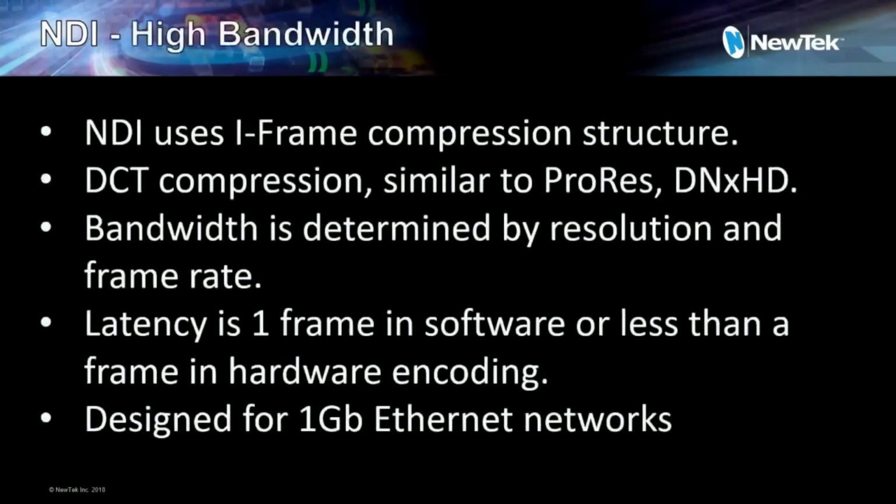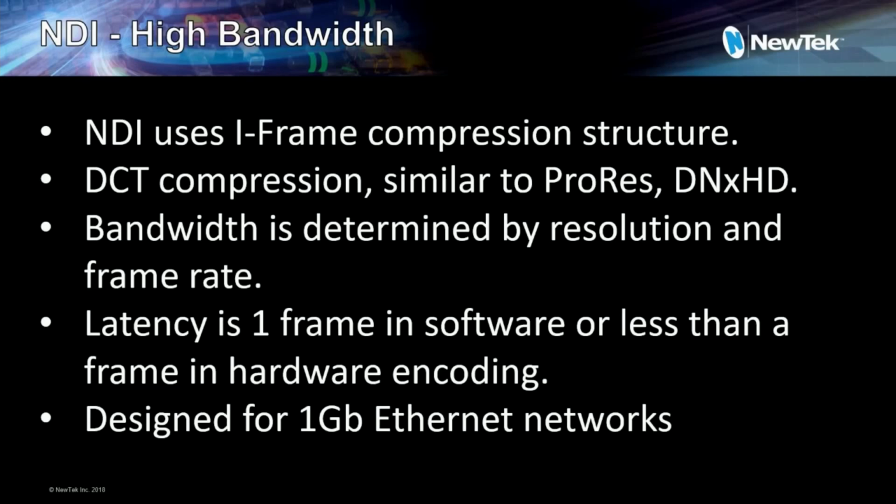Now, to talk about these a little more in depth, the high bandwidth variant of NDI uses an I-frame compression structure. This means that every frame of video is compressed on its own. This allows for very low latency, because we can just compress each frame of video and immediately send it on. The compression uses what's called a DCT, or discrete cosine transform type compression. This is similar to the kind of compression that you find in ProRes or DNxHD. If you've worked with those protocols, and I'm sure almost everybody has, that's basically what NDI uses. It's our own variant tweak of it, but essentially that's what is being used to compress the data down.